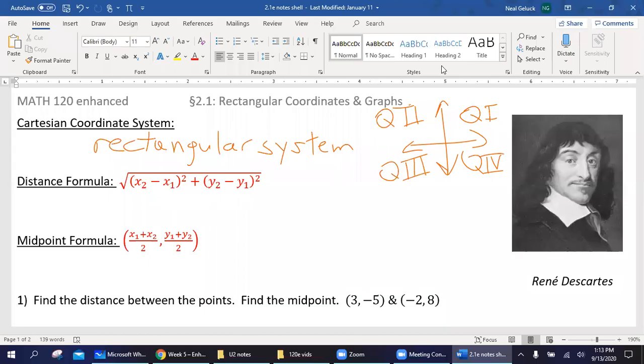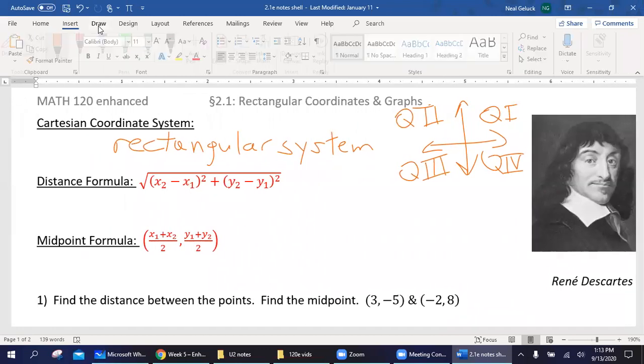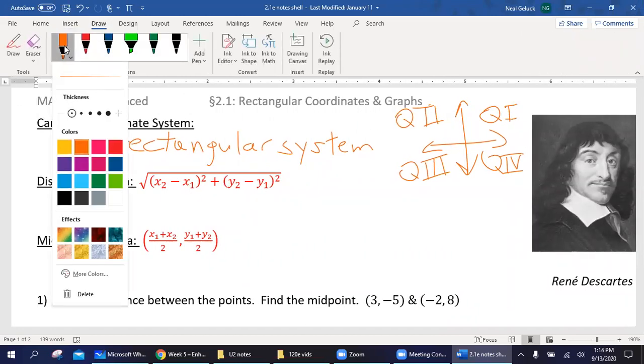All right, the first section on Unit 2 is looking at rectangular coordinates and graphs. You can pause the video to write down these formulas. The Cartesian coordinate system was developed by René Descartes, Cartesian. It's the rectangular system that we're used to, the XY plane.